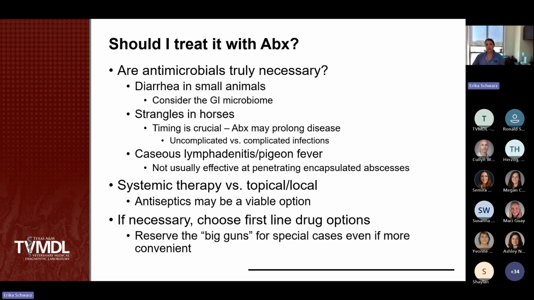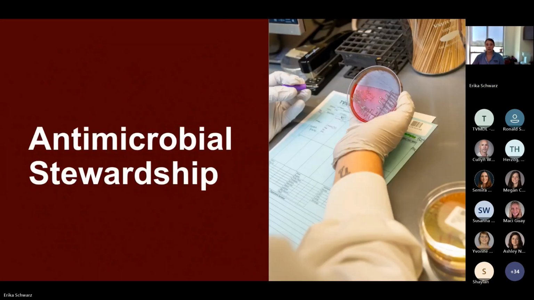And if necessary, do choose first-line drug options. We want to reserve those quote-unquote big guns for special cases, even if it's a little more convenient. Certainly there might be things that are susceptible on a report, and we might have those on hand, might want to use them, but maybe there's a better option, a better evidence-driven option.